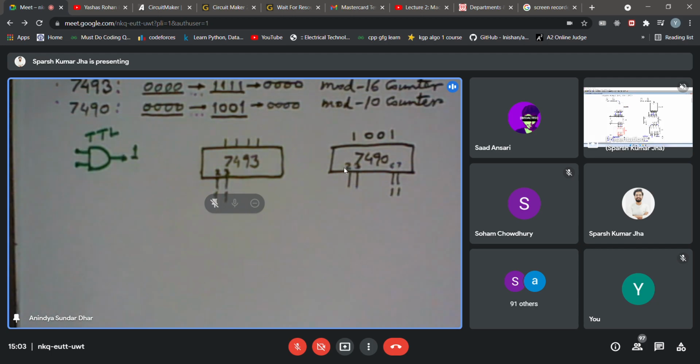CP0 and CP1, right? And there are 4-bit outputs. Since you have already used, can you just explain to your friends why there are 2 clock pulse inputs? I'm expecting 1 clock input, right?